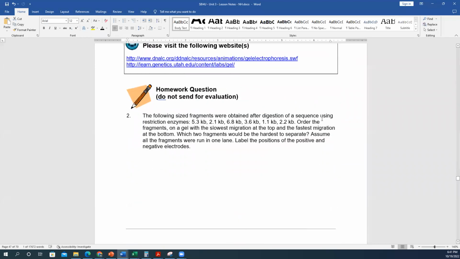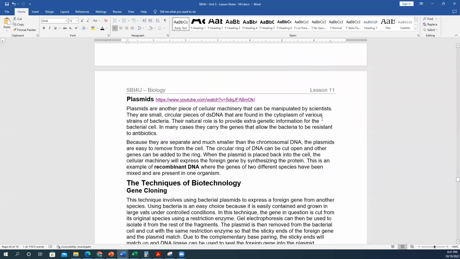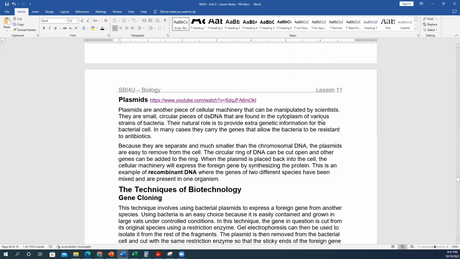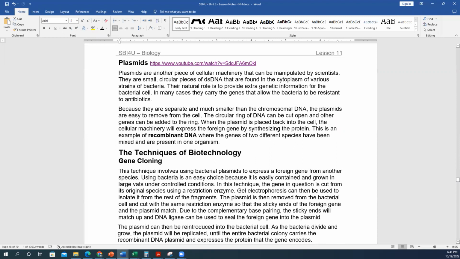So then the other important molecular biology tool are plasmids. A plasmid is another piece of the cellular machinery that is very useful to scientists. They're small circular pieces of double-stranded DNA that are found in the cytoplasm of different types of bacteria. This plasmid DNA is separate from the bacterial genomic DNA. They're small circular pieces of DNA.